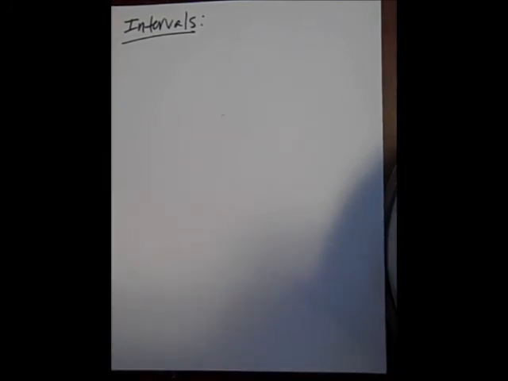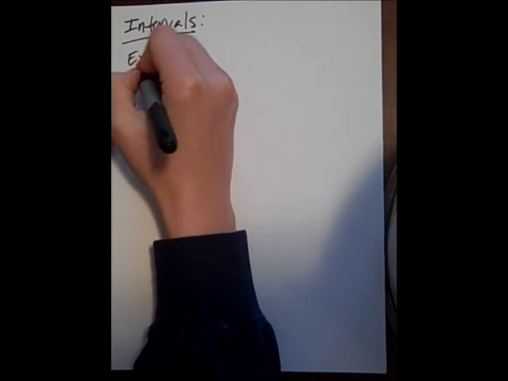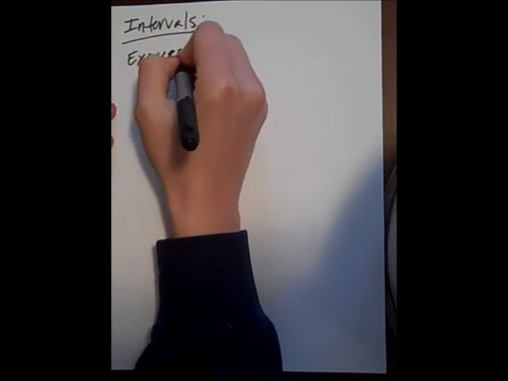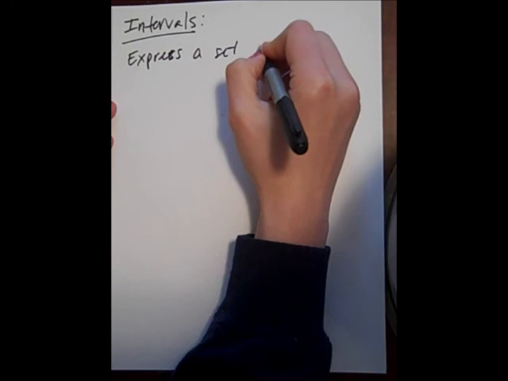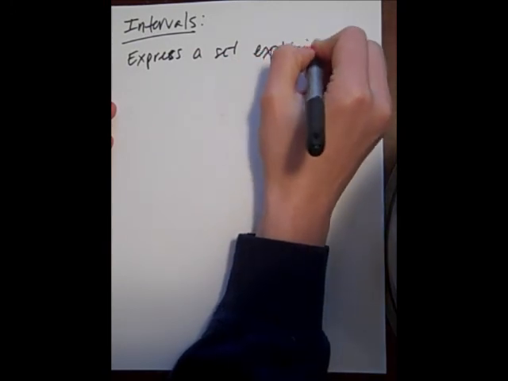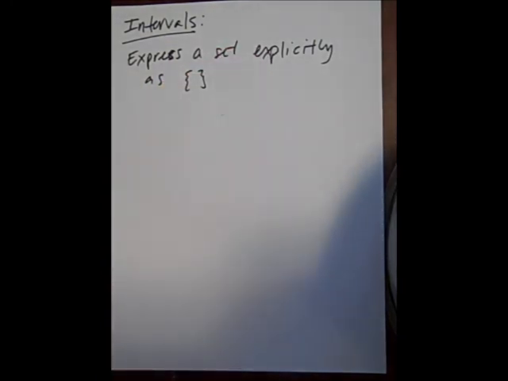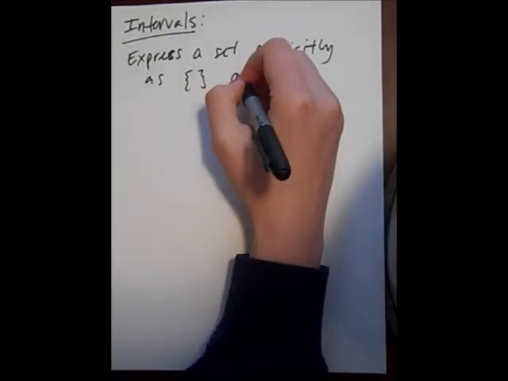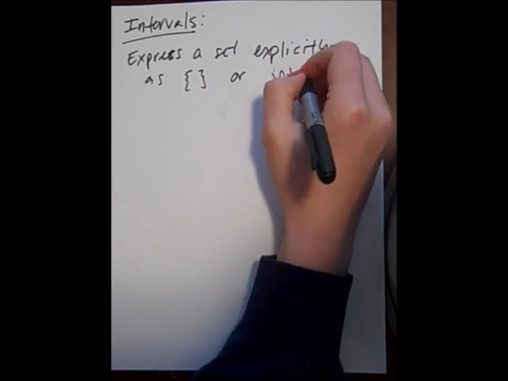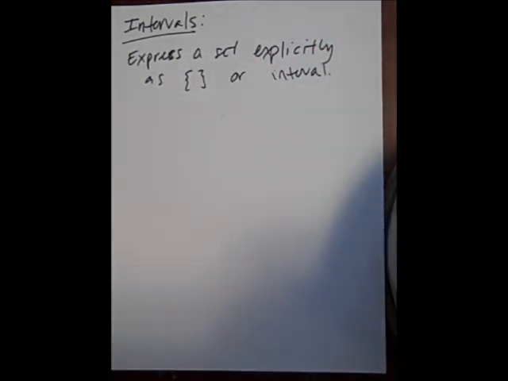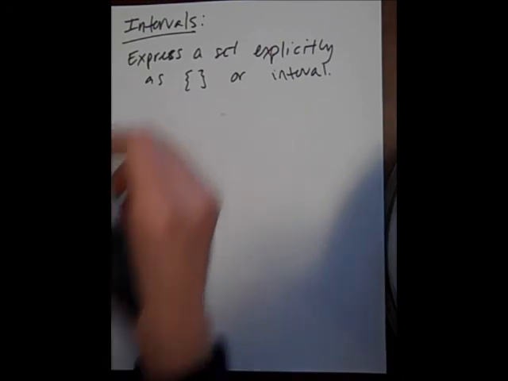A set is something that contains a lot of smaller elements, so maybe the set of real numbers or the set of whole numbers. If you want to express a set, you can write it explicitly, with brackets. So I could have something like that, or use an interval. We'll go over both of them. First, let's talk about set notation.